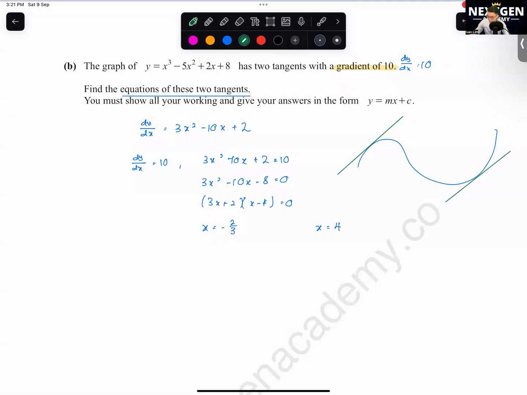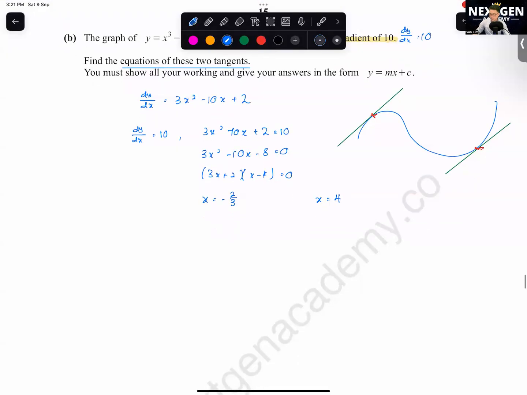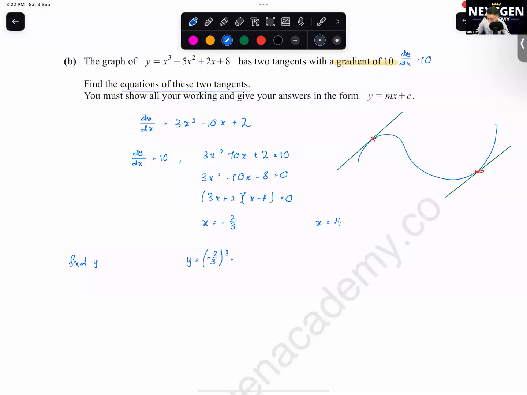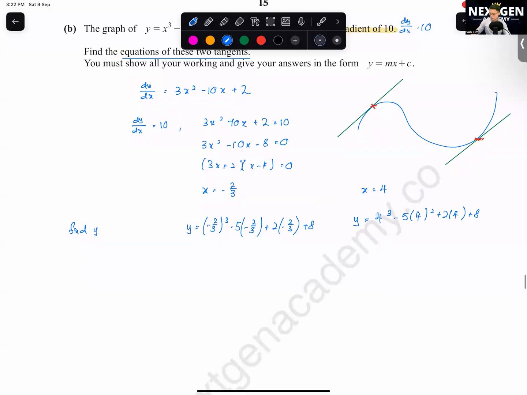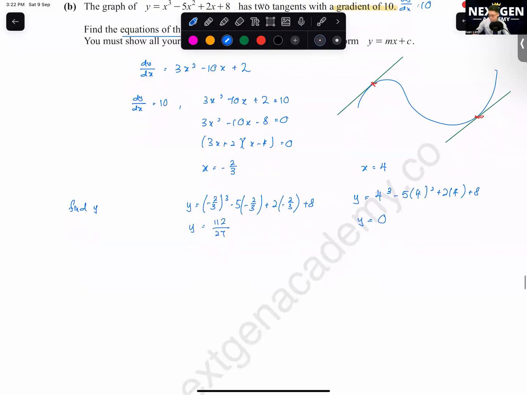Okay, we want to find the point first, the point where the tangent intersects the curve. So the second thing that I want to find is the y value of each x value here. You substitute: y is equal to (-2 over 3) cubed minus 5 times (-2 over 3) squared plus 2 times (-2 over 3) plus 8. I substitute to find the y value. This one here same also: y equals to 4 cubed minus 5 times 4 squared plus 2 times 4 plus 8. Type in the calculator, you will get 112 over 27 here. Here you get y equals to 40.